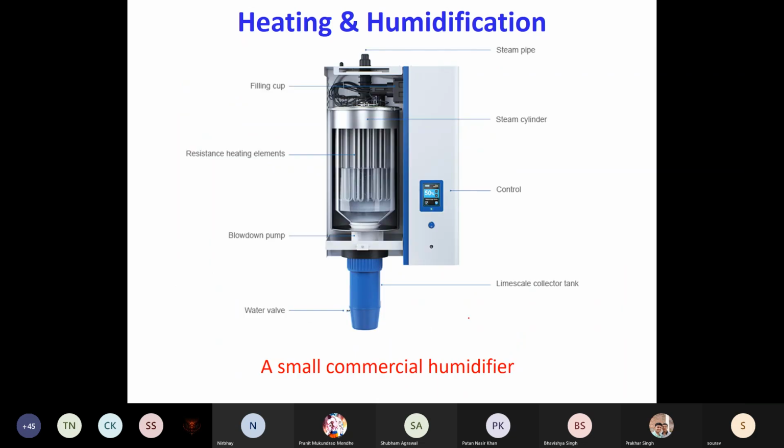So this is how a commercial humidifier looks like. If you open the boiler segment, you have these heating elements. These are the heating elements. This is your liquid water which is present over there. The steam actually comes out from this top side. And in case you want to drain the water, we have this valve to drain out the water.